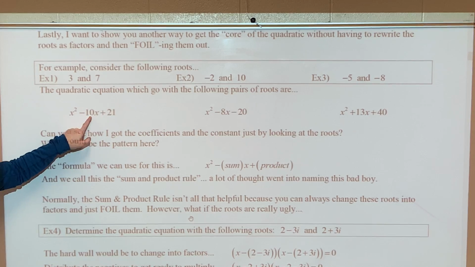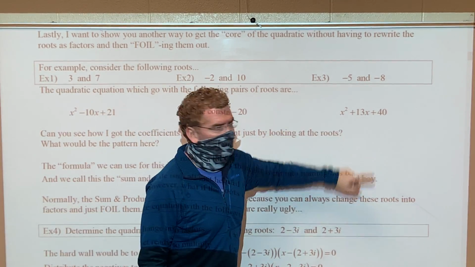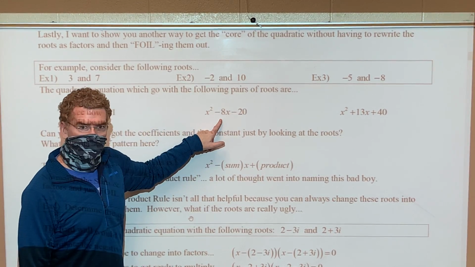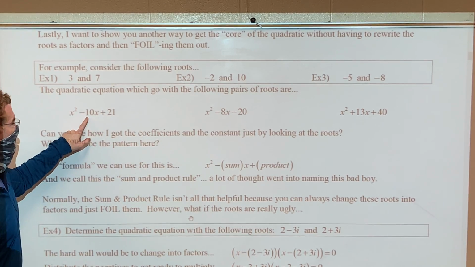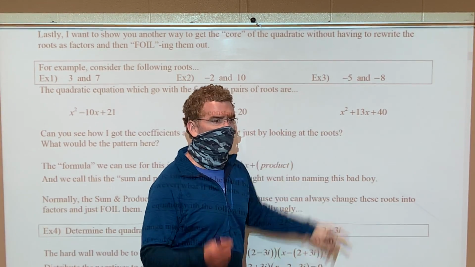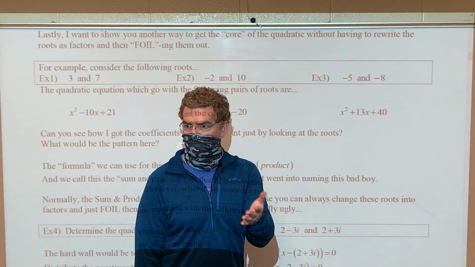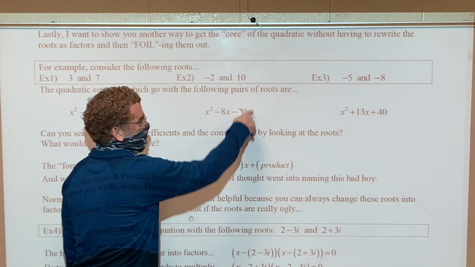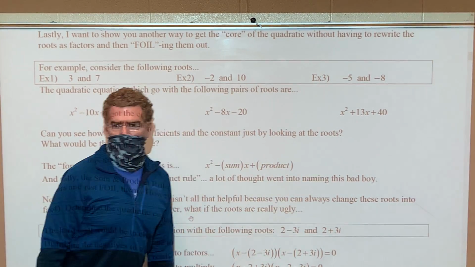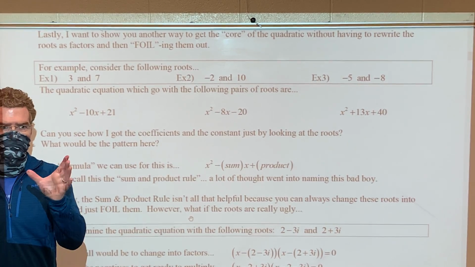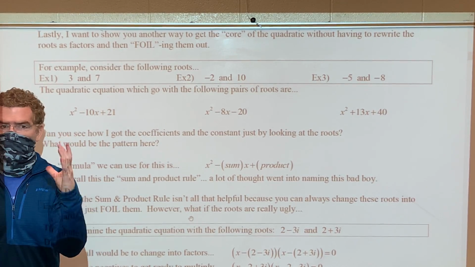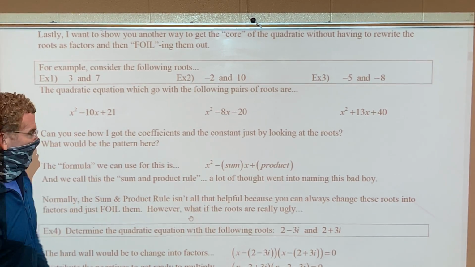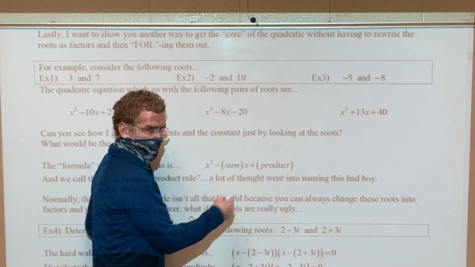What is this number right here coming from? It kind of looks like the sum, but the sum is 10. Sum is, so the opposite of the sum? So this number right here, the b value, is the opposite of the sum, or the negative sum. And what is this final value? It's just the product. So a shortcut to take 2 roots and create a quadratic expression that would represent the original equation those roots came from, is to do what we call the sum and the product rule. All right?